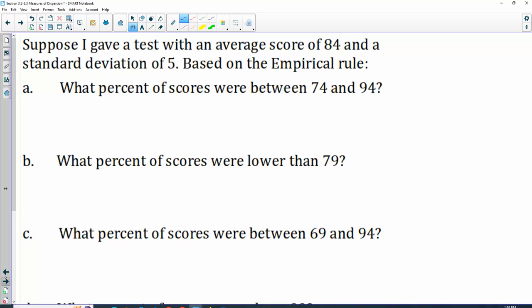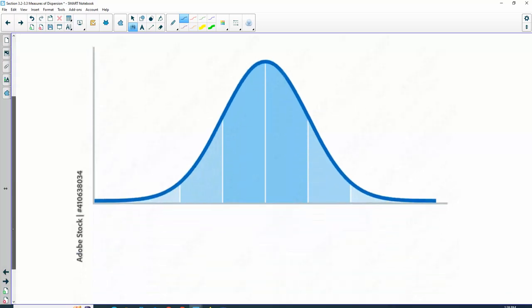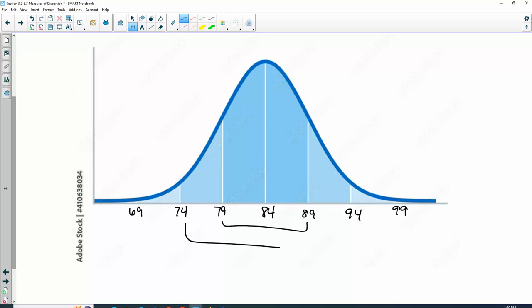So we can use this paper, or this chart. We had an average of 84. What was our standard deviation? 5. So if you want to go down, you just keep subtracting 5. Go up, you add 5. That gives me my numbers. This is our first standard deviation, second standard deviation, third standard deviation.